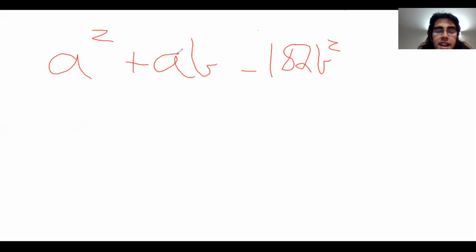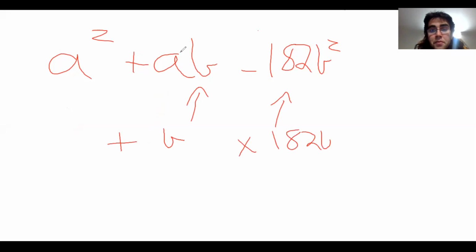So now that we understand that a is going to be our variable, then we can find out the coefficients that go with that. So here we have b, and here we have 182b squared. So therefore, we need to come up with two numbers that sum to b and multiply to 182b squared. Right, so this is going to be difficult. We have to come up with the factors of 182. That's probably going to help us first.